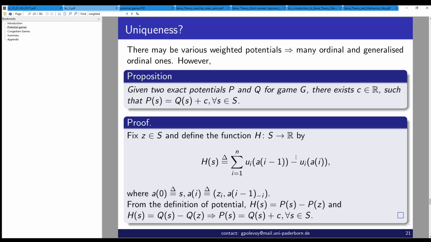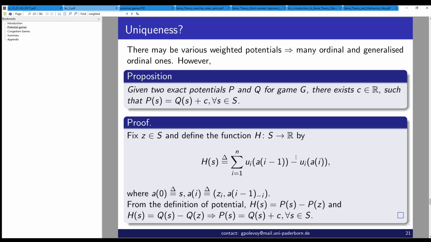Now, since we assume that both P and Q are exact potentials, then the utility of i at A_{i-1} minus the utility of i at A_i is equal to the difference of the exact potentials in those points, and that's a telescopic sum, so that we have cancellation, and eventually we have only the last one minus the first one. So h of S is the difference of the potential in S minus the potential in Z. It's true for each potential function, in particular, it's true for P, and it's true for Q.